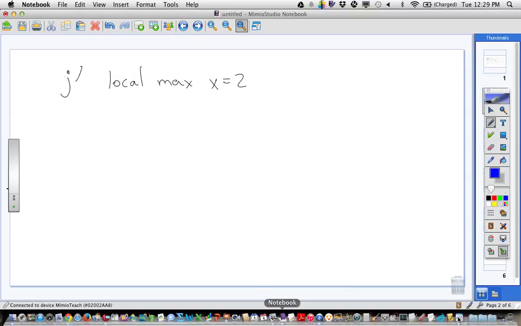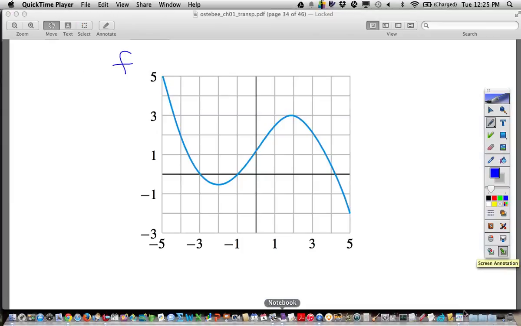So, back to this problem. Let's do part A now. It says, where is f prime negative? So I look at my chart. F prime is negative when f is decreasing. So I come over to my f graph and I see that it's decreasing from here to here, which is where? I use my x values and I go -5 to -2. It is decreasing from -5 to -2.